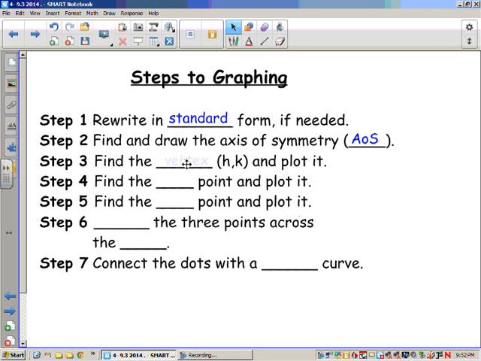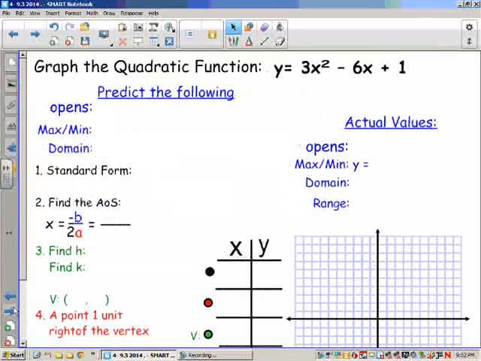Then we want to find the vertex. We call that HK. Then we find a point 1 to the right. We add 1 to the x coordinate of our vertex, and we'll plot that. We'll also go 2 to the right of the vertex, plot it, and then reflect the 3 points that we've got across the axis of symmetry. And at the end, we'll connect the dots with a smooth curve.